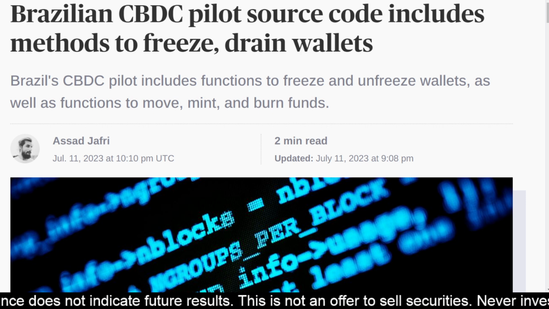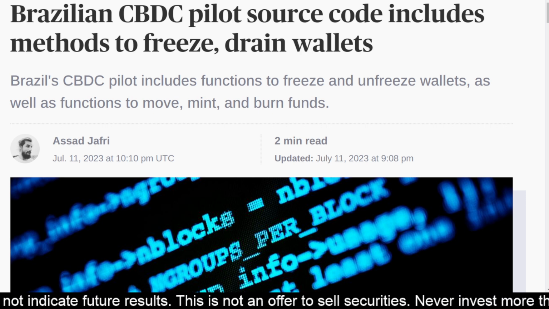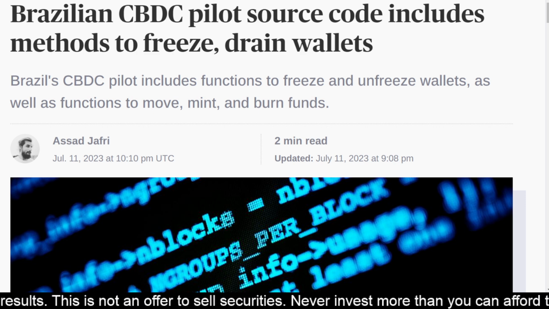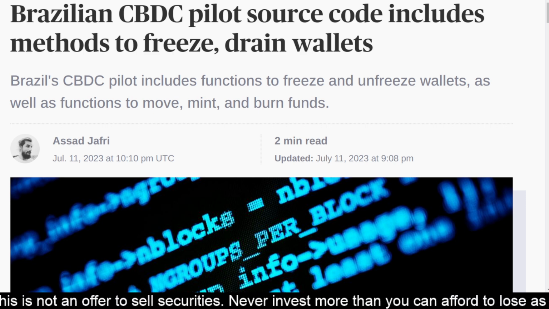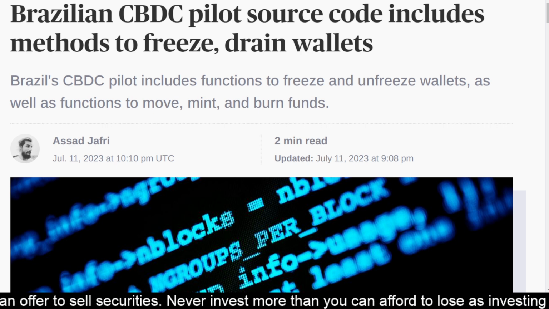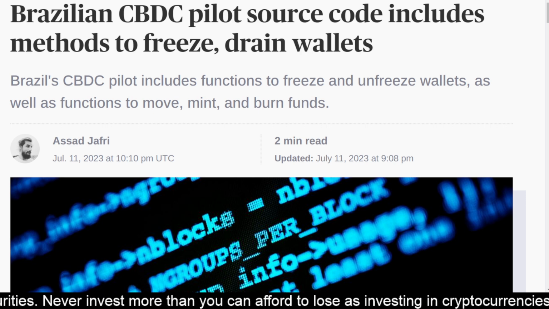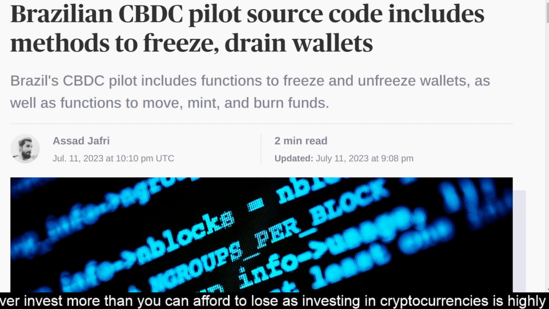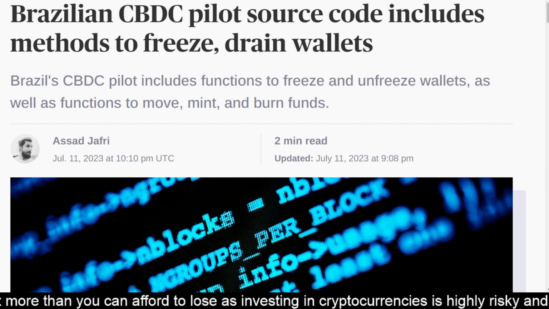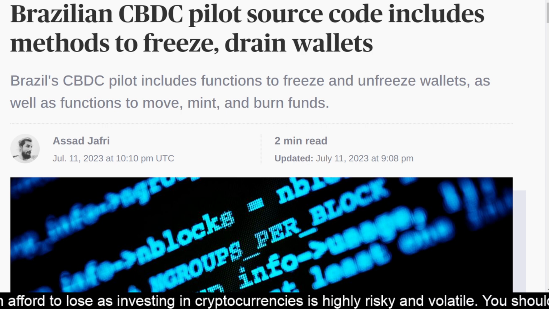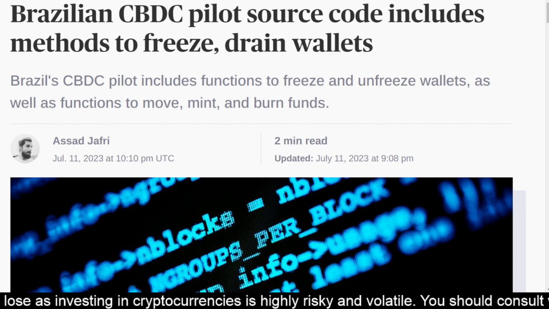I was just going through, and I found this Brazilian CBDC pilot source code includes methods to freeze and drain wallets. This is all functionality that many of us have obviously already expected to see, but it's one thing to assume that this is going to be the case, and it's another to actually see it in code. So we're going to take a little look at this.